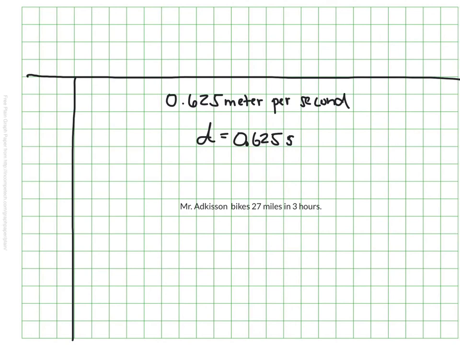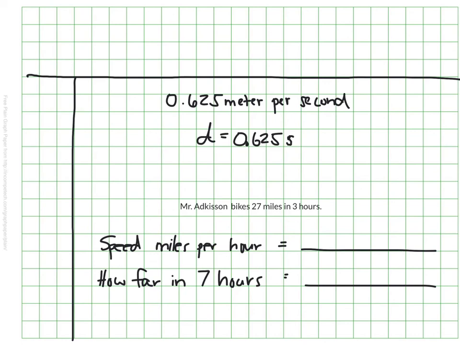So if Mr. Atkinson, who bikes pretty fast, bikes 27 miles in 3 hours, I want you just to find his unit speed in miles per hour. So go ahead and fill in his speed in miles per hour, so how far he can go in just 1 hour, and then use that and tell me how far he would go, please, in 7 hours. See if you can then extrapolate that information.